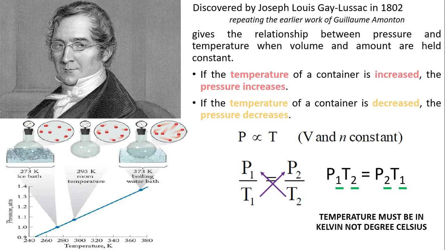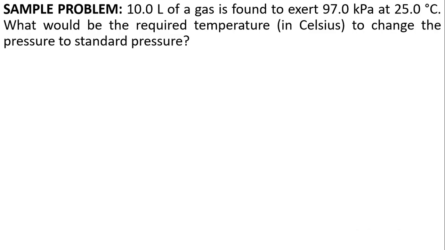So as you can see in this diagram, when the temperature increases, the pressure increases, right? It's because when the temperature increases, there's more kinetic energy. So the gas particles move faster, therefore there are more collisions on the wall. Okay? Now let's try to solve an easy problem first.